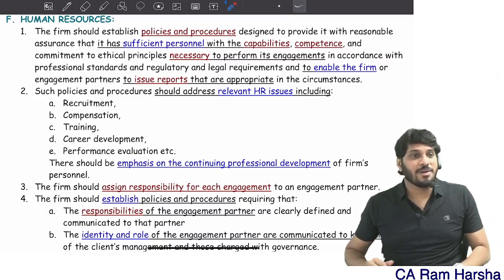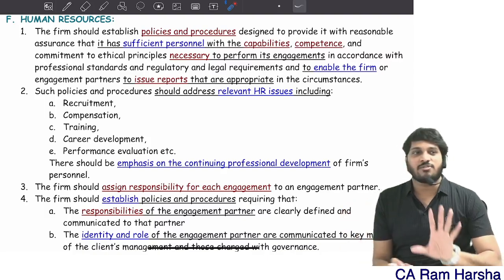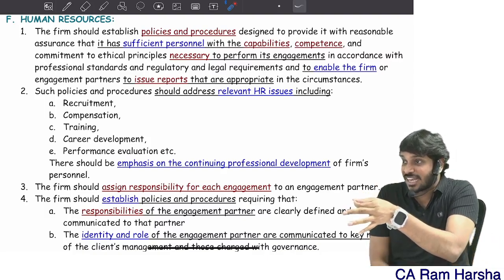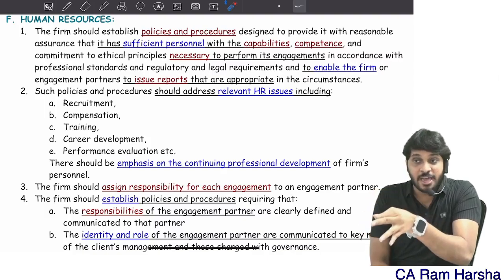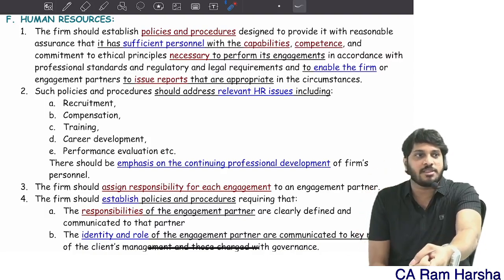Next, human resources. Very simple. What is the objective of this element? At the end of the day, I must recruit the right candidate. I must make sure he is competent. I must make sure he is aware of our firm's policies and procedures. And then only I must use him in the audit.